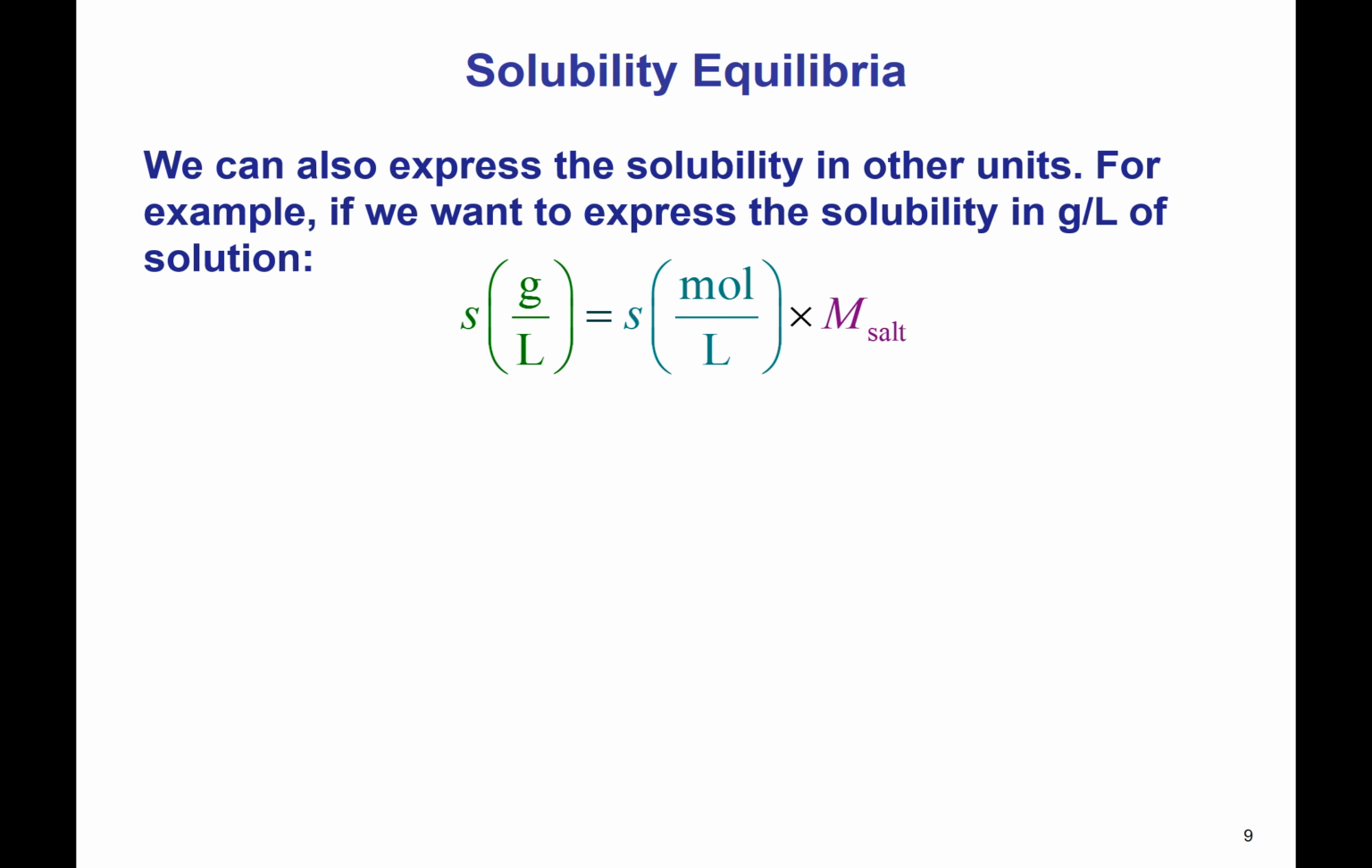Okay, so far we have at the very beginning talked about solubilities of ionic solids expressed in grams per liter. And then when we did the ICE table, we used solubilities expressed in moles per liter. Notice that the relation between the two is very simple. We just have to multiply the molar solubility by the molar mass of the salt in order to get the solubility of the salt expressed in grams per liter.